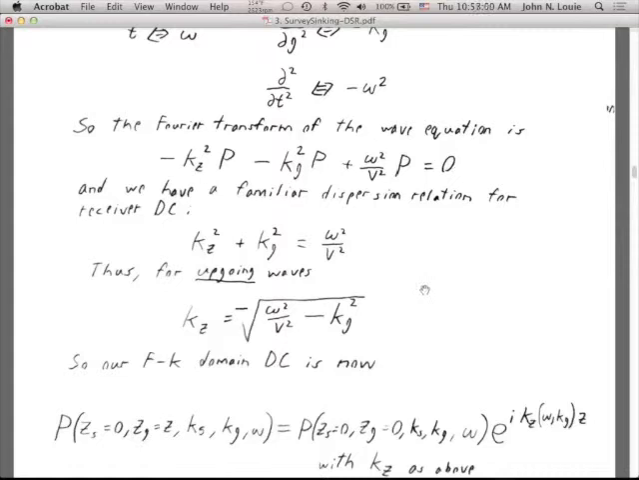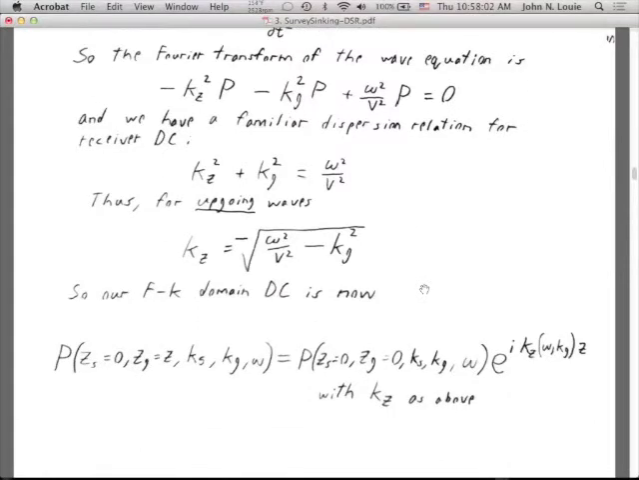So we have a very familiar dispersion relation. If you just divide out P from every term, which you can do here, we have kz squared plus kg squared equal to omega squared over v squared. So for upgoing waves, we downward continue by getting the derivative in the z direction. So kz is equal to minus the square root of omega squared over v squared minus kg squared. This is exactly the same.